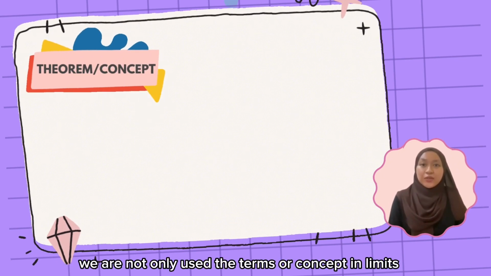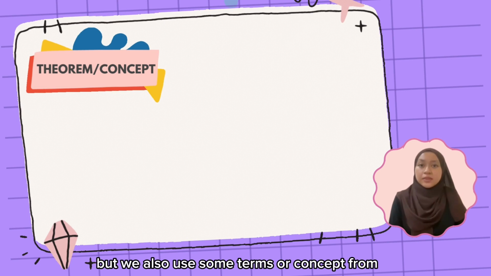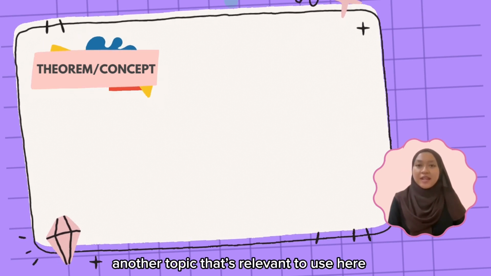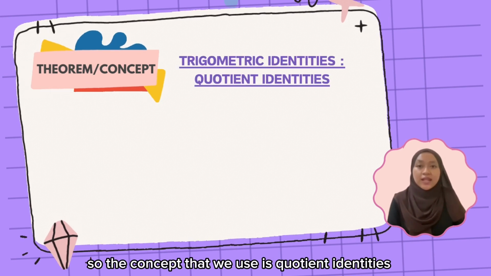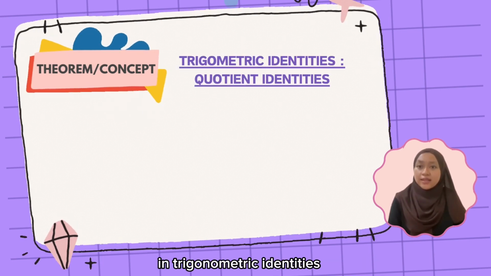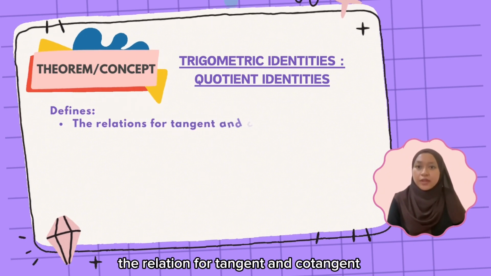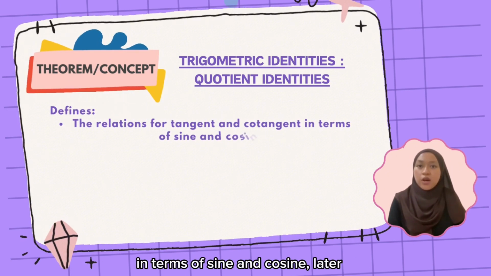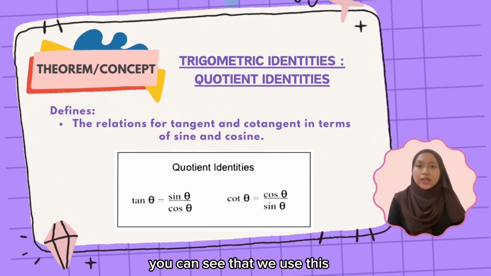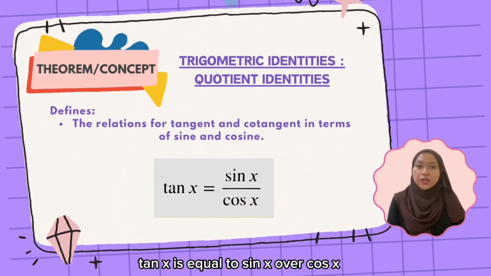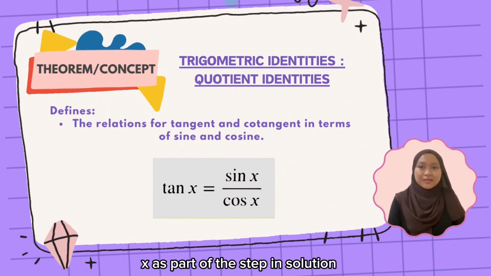We not only use the terms or concepts in limits, but we also use some terms or concepts from another topic that is relevant here. So, the concept that we use is quotient identities in trigonometric identities. The quotient identities define the relation for tangent and cotangent in terms of sine and cosine. Later, you can see that we use tan x = sin x / cos x as part of the step in the solution.